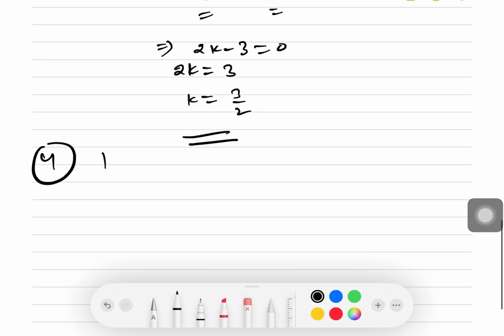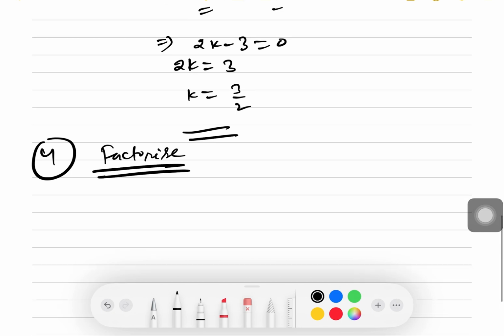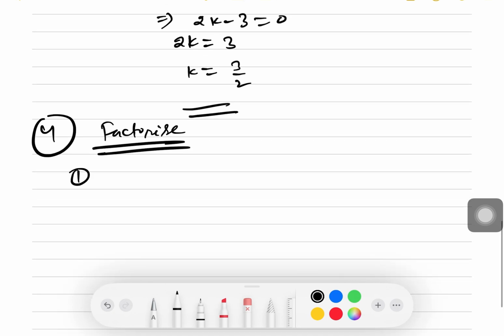This question ends here. Then the fourth question, they are giving factorize. In factorize, they have given the first question 12x square minus 7x plus 1. Since we can see the degree, meaning the highest power of the variable, is 2, we can say it is a quadratic polynomial. So how to factorize a quadratic polynomial? We can use splitting the middle term. So how to do that?